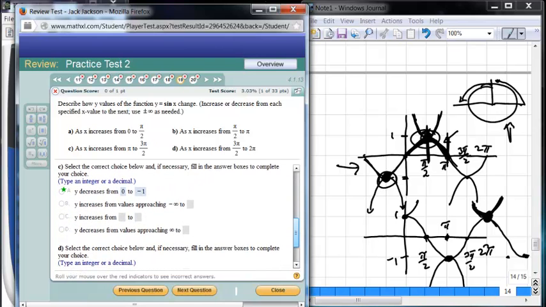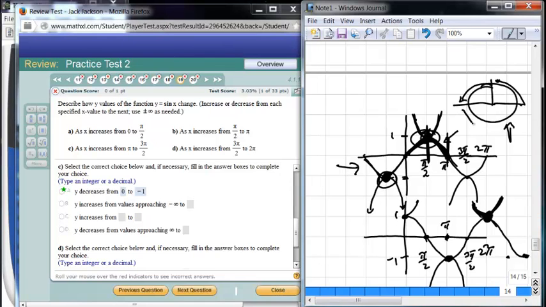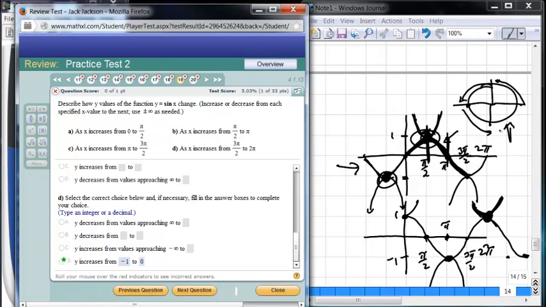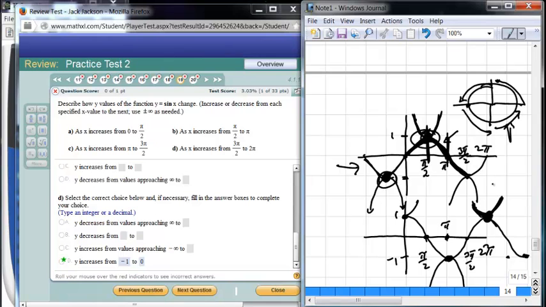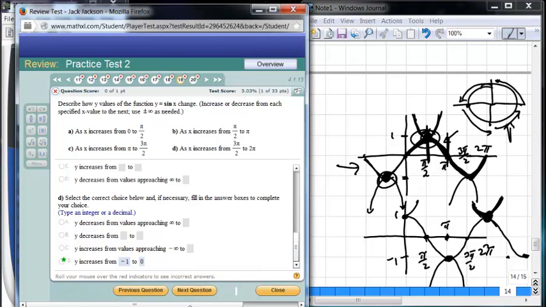And then as you go from pi to 3 pi over 2, from here to here, the y values decrease from 0 down to -1. And of course that's what happens here as well in this part of the graph. So decrease from 0 down to -1. And the last one is to finish up the circle. From 3 pi over 2 to 2 pi, we see the y's increase from -1 back up to 0. And that's what's happening on this part of the graph right here, on the graph from -1 to 0.